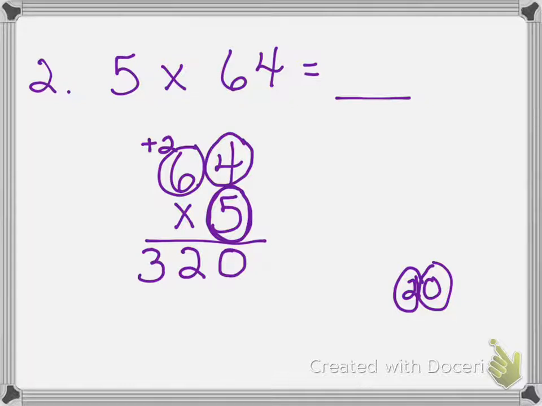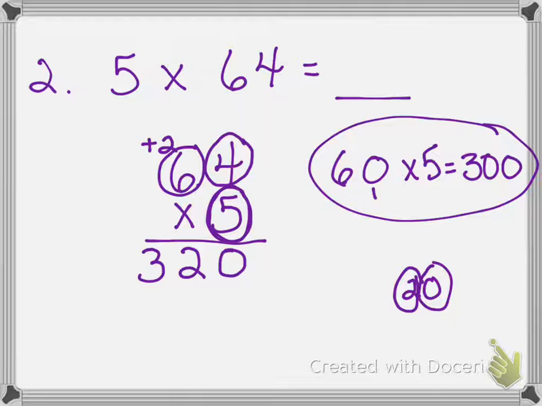So 64 is about 60. So if we were to do 60 times 5, what would we get? 6 times 5 is 30 plus one more 0. That's about 300. And our answer is very close to 300, 320. So there we just did some really quick rounding using our 0 rule. That's really fast to do in your head. And we can see that our answer is probably right. Okay, it's very close.